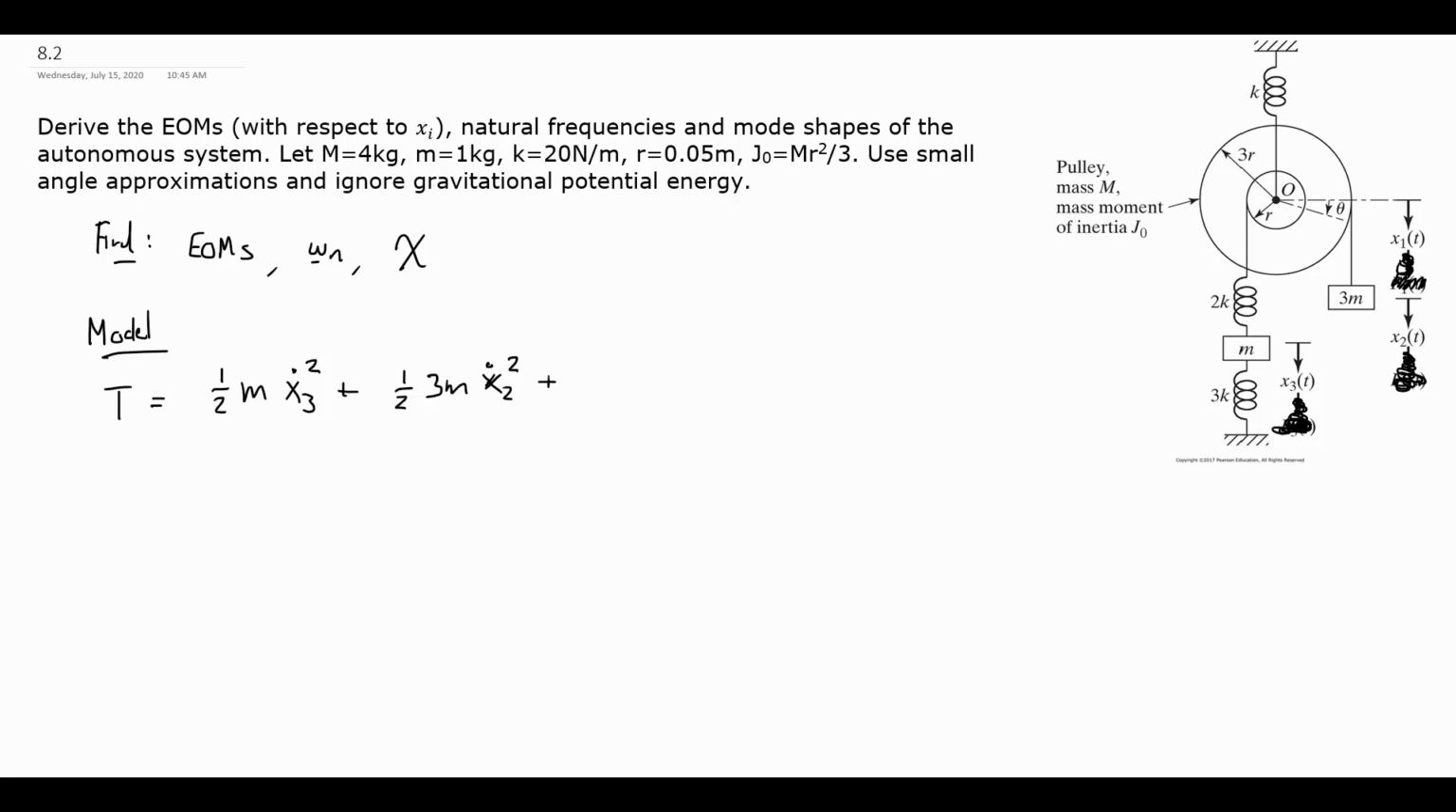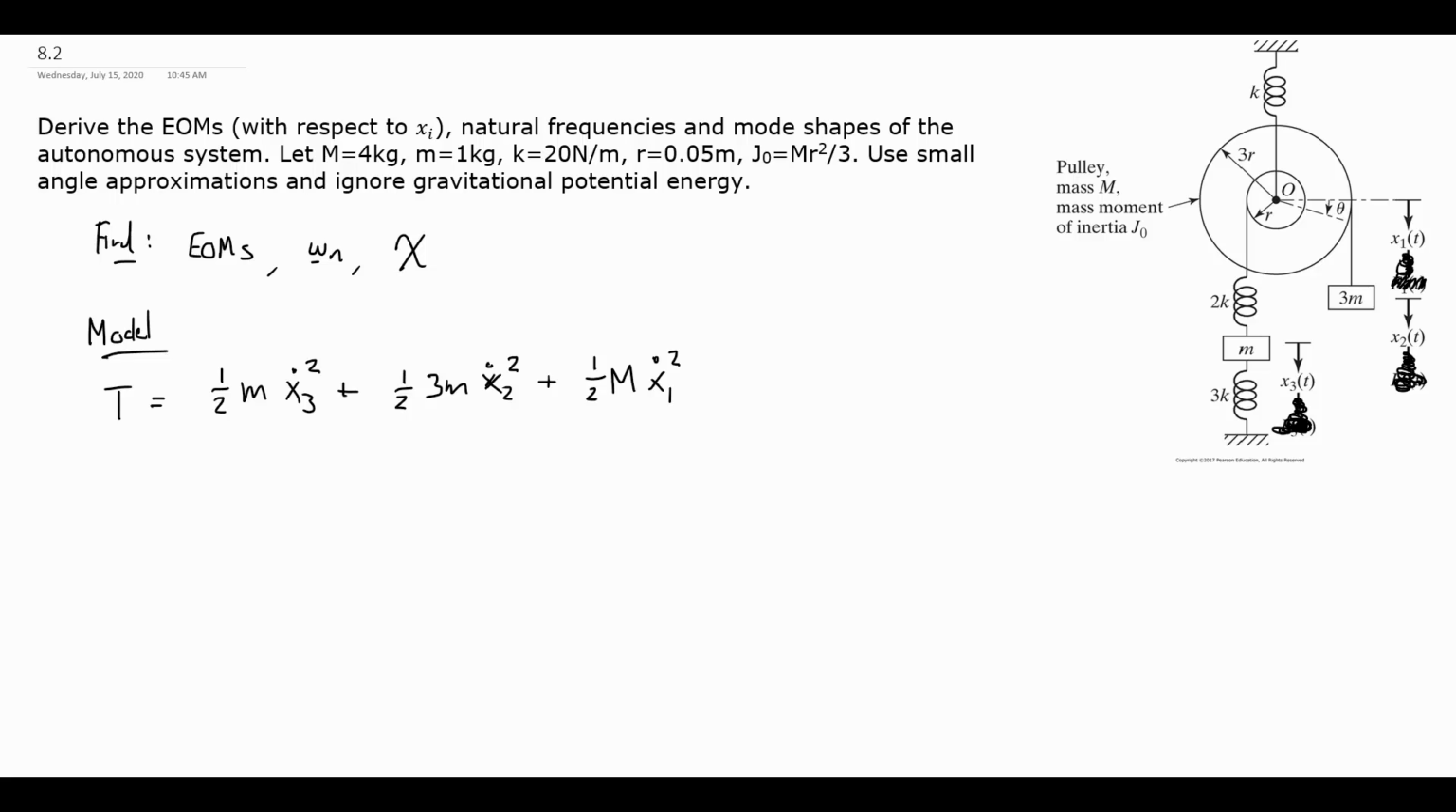And then the pulley, which has the translational kinetic energy and the rotational kinetic energy. Let's look at the translational one first. We are given that it has a mass of capital M, and in the translational direction, it can only move vertically, and we have denoted its deflection vertically as x1. So we have 1/2 times its mass of big M times x1 dot squared.